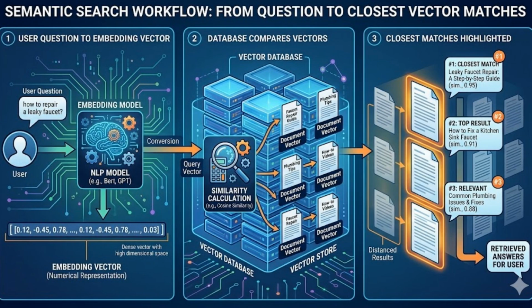Instead of searching by keywords, modern systems use vector search. Both the documents and the user's question are converted into numerical representations called embeddings. The system then searches for document chunks that are semantically similar to the question. This allows the system to retrieve information even when the wording is different.